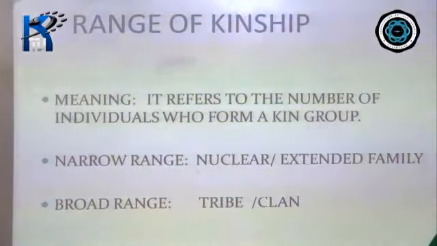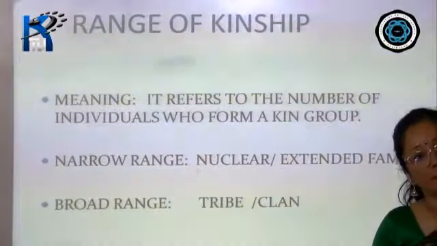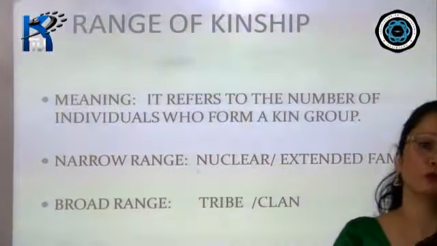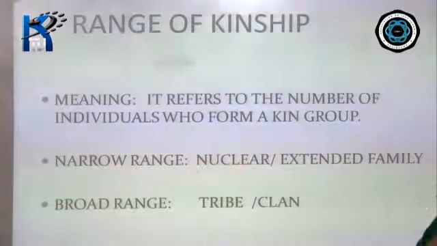Depending on the size of the kin group, or depending on the number of members who form a kin group, we have two ranges of kinship. One is the narrow range and the other one is the broad range.